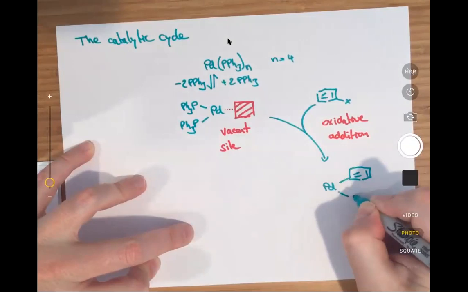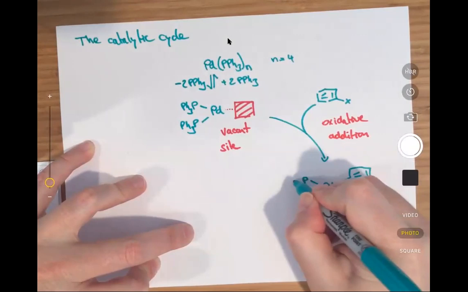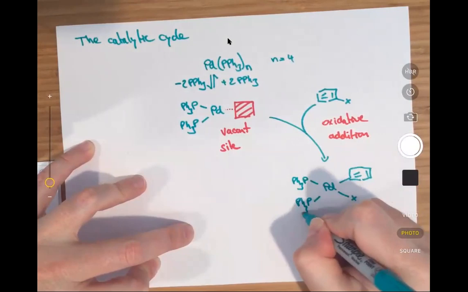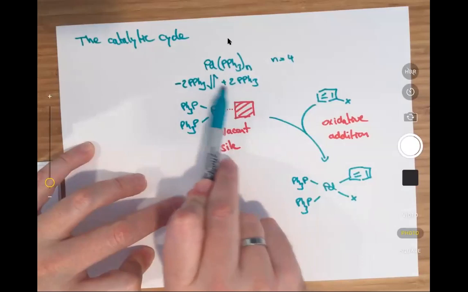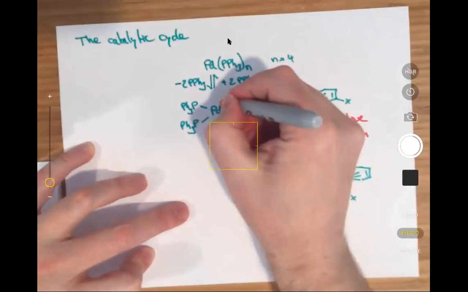We have here the X, and on the other side, we still have our triphenylphosphine, right? Okay, let's take a little bit of closer look at the oxidation states here, what happened in this process. The oxidation state of this species, even though we dissociated two of these ligands, is still zero. So we can draw out here, the oxidation state of this palladium here is zero, right?